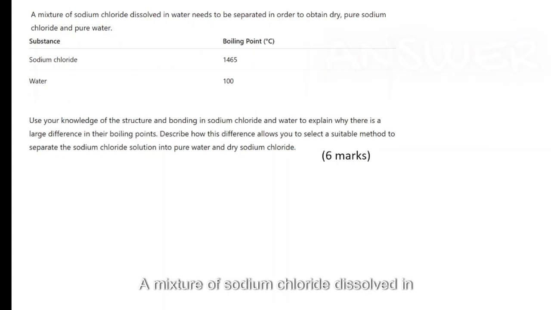A mixture of sodium chloride dissolved in water needs to be separated in order to obtain dry, pure sodium chloride and pure water. Sodium chloride has a boiling point of 1465. Water has a boiling point of 100 degrees. We know that. Use your knowledge of the structure and bonding in sodium chloride and water to explain why there is a large difference in their boiling point.